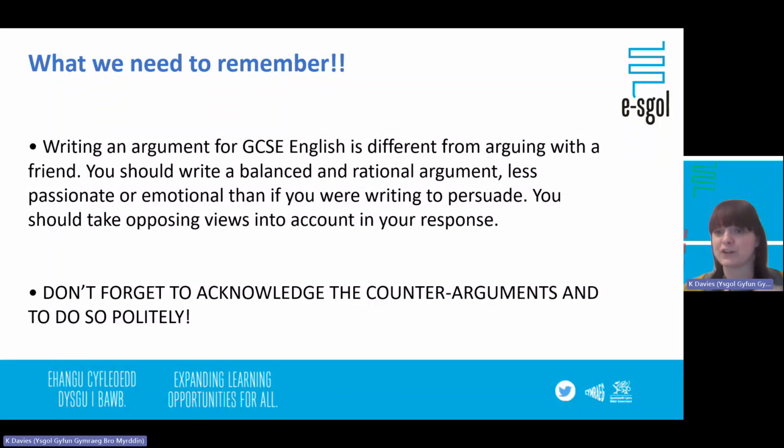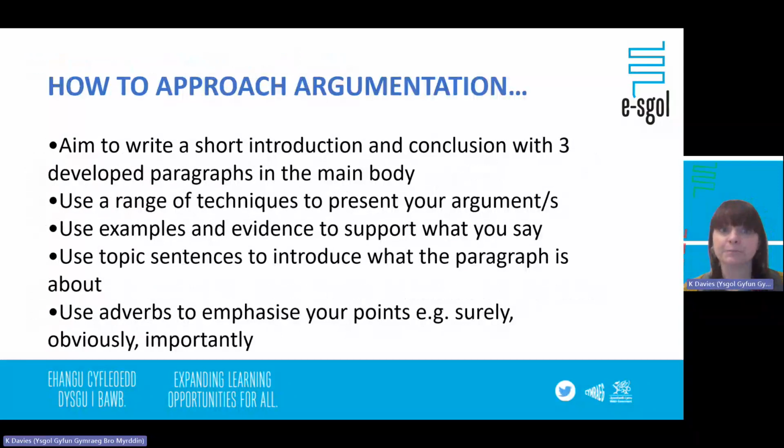That you're not just going off on a ramble or a rant about one particular subject, that you are thinking about opposing views, you're taking them into consideration, you're showing that you're taking them into consideration, and then you proceed with your own arguments. So don't forget to acknowledge those counter arguments and make sure that you do so politely, okay? It's fine to have an opinion, but go about it in a polite manner.